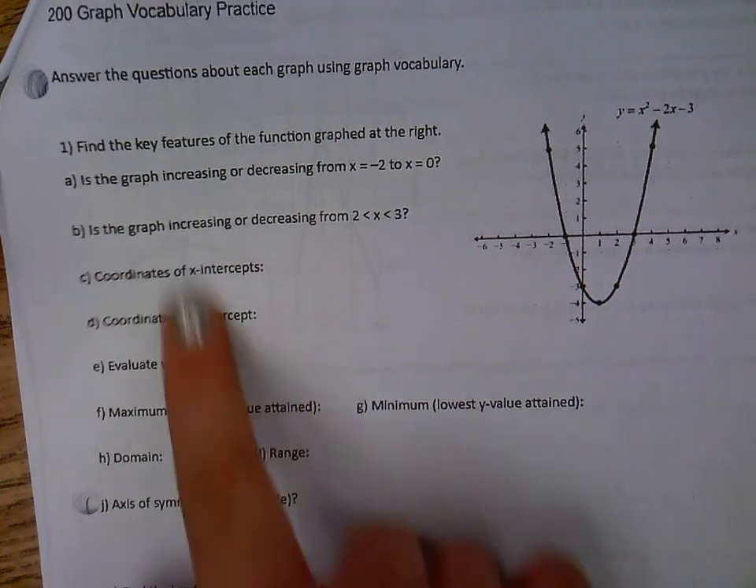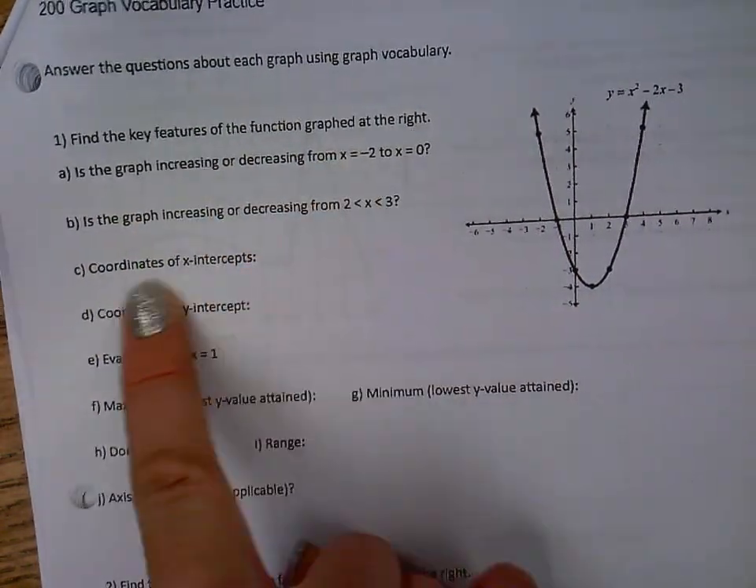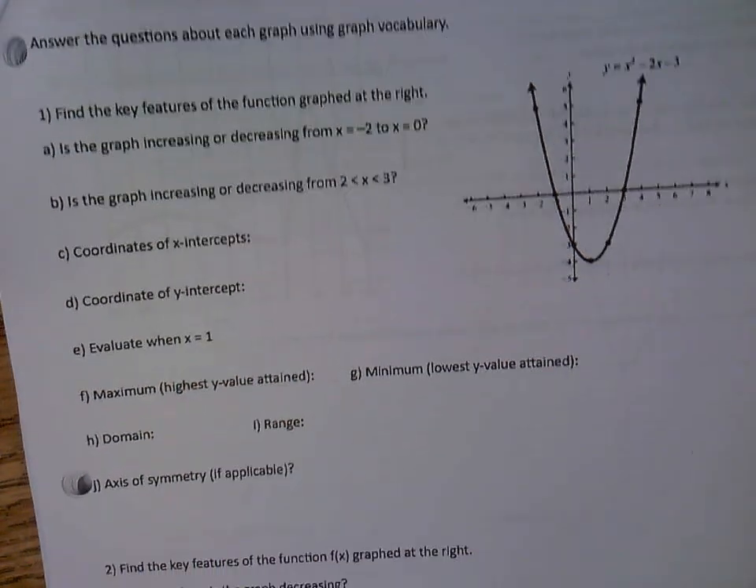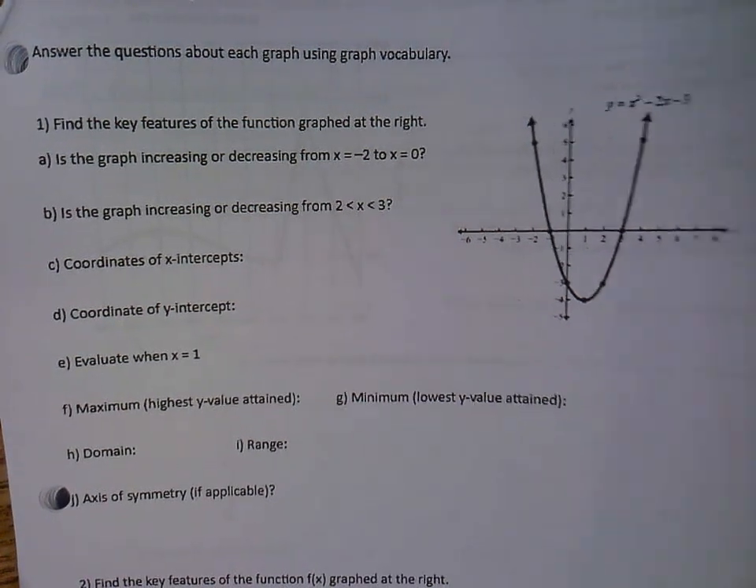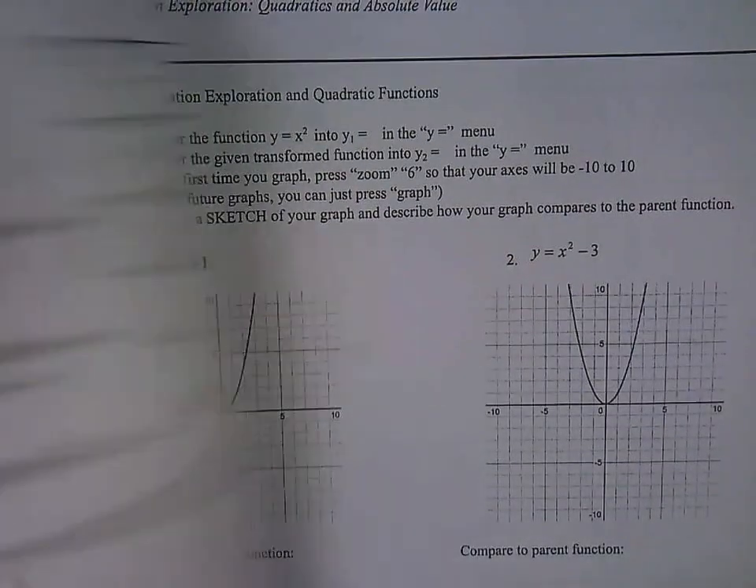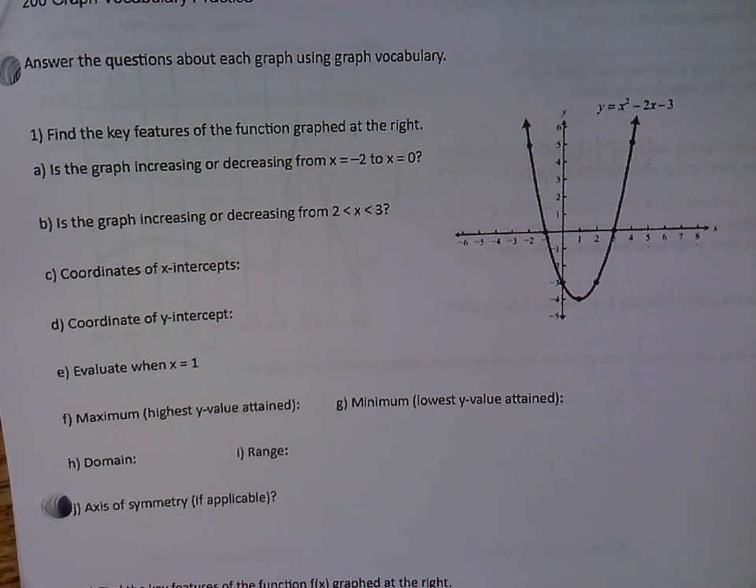So find the key features from this graph. Is it increasing or decreasing? What are the x and y intercepts? So see what you can do on number 1 and 2 on the graph vocab practice. And if we don't get to the back page today, number 3, then we can start with that in tomorrow's class. But try page 200, the graph vocabulary practice. So I'll pause the video while you try that.